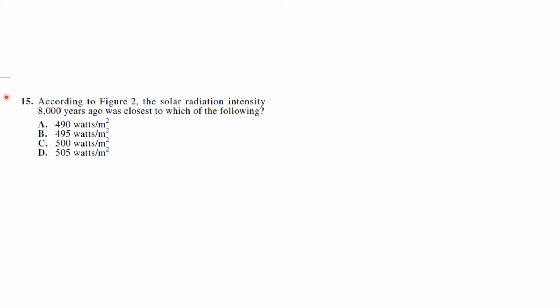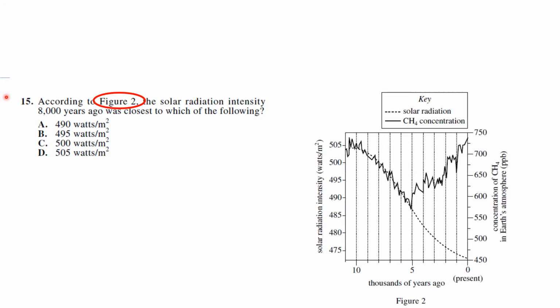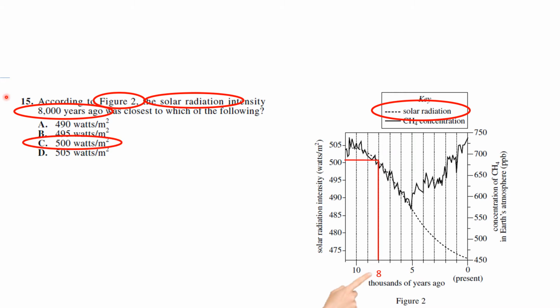According to figure 2, the solar radiation intensity 8,000 years ago. So put your finger on figure 2, find solar radiation. So that's going to be the dotted line, 8,000 years. Put your finger on 8,000 years. I want you to draw a line straight up till you hit the dotted line of solar radiation and then over, and that's at about 500. So your answer is C.